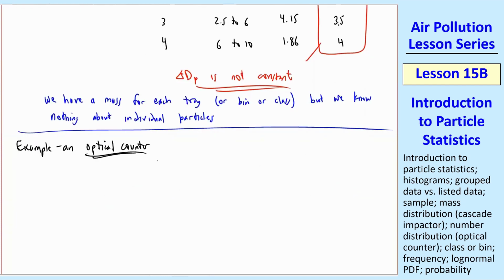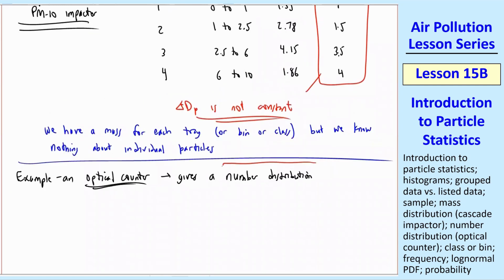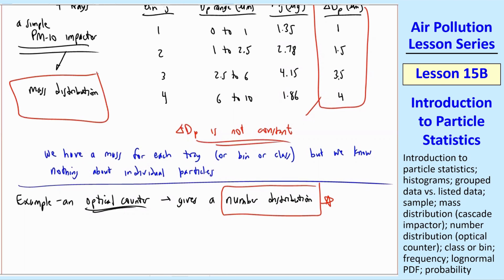Another example is an optical counter. An optical counter will give you a number distribution, whereas an impactor gives you a mass distribution.